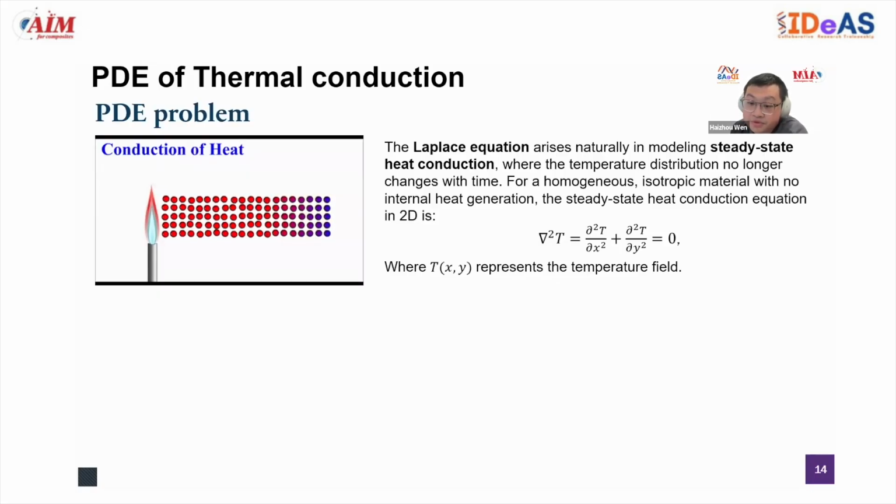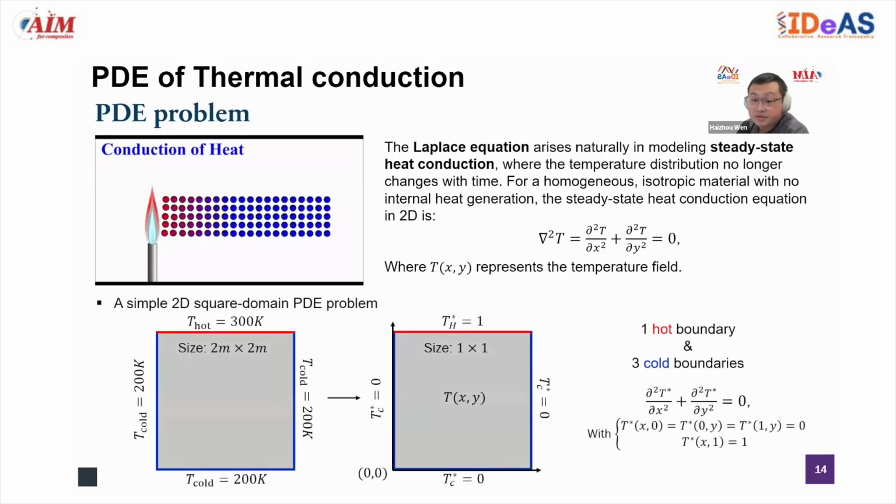So in our demo problem, we assume we have a 2D square domain, and the material inside is homogeneous and anisotropic in thermal properties. And there is also no internal heat generation, and we consider only the steady state. So if we further consider a very simple BC configuration where there is 1 hot boundary and 3 cold boundaries, the problem can be reduced into a non-dimensional form like this. What we need to do is solve this PDE with 4 boundary conditions.